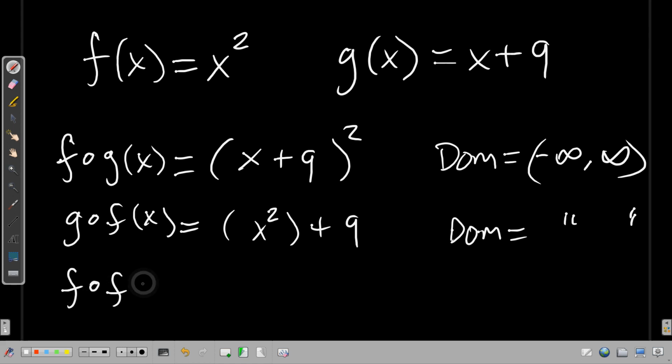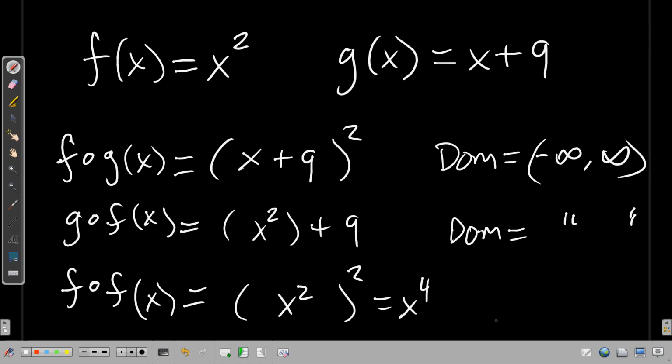f circle f. There's f of x, and it's ready for me to put in f of x. This is x to the fourth. Its domain is all real numbers. It's polynomial. Polynomials have domains of all real numbers. And if I'm composing a bunch of polynomials, it's not going to suddenly become a rational.